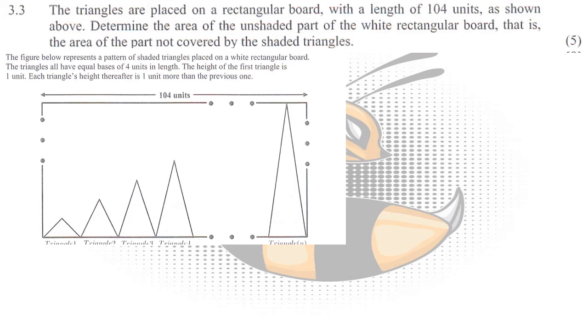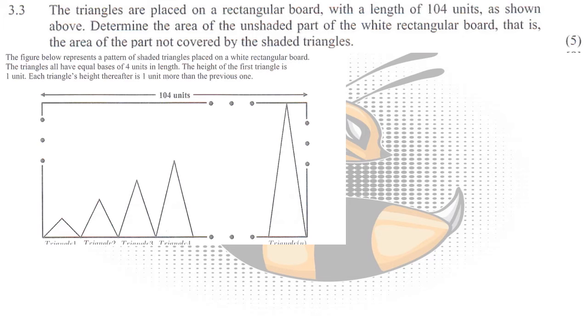That is the area of the part not covered by the shaded triangles. In a sense, how much area is left after we've placed the triangles. Now, to answer this question, we need to take the following into account. If we want to calculate area left, we take the total area that is available and we subtract how much is used.